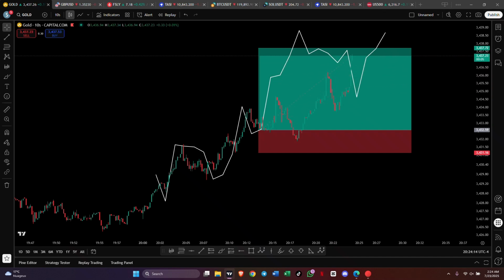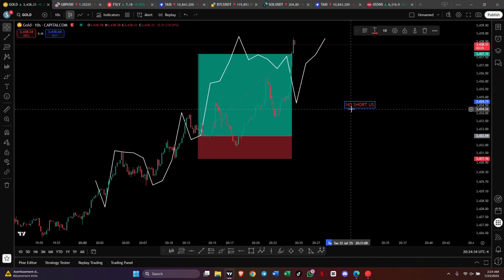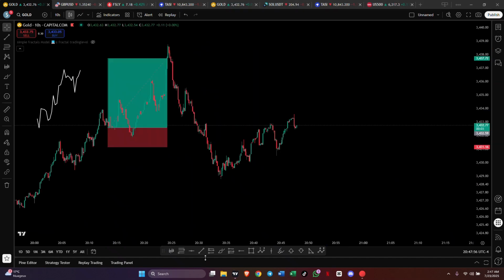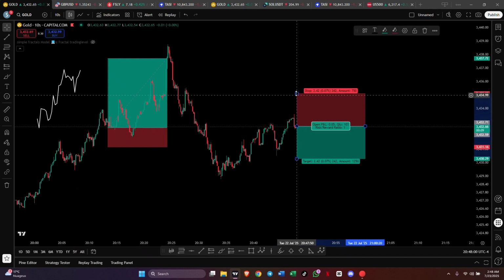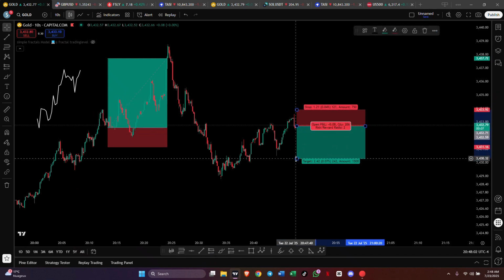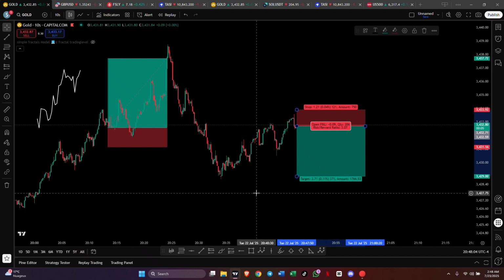As you can see right here, we hit the take profit. Now let's move to the next trade right here. We'll take a short position as a continuation trade. The take profit will be the low of the curve, and we'll use a Y model for this trade.